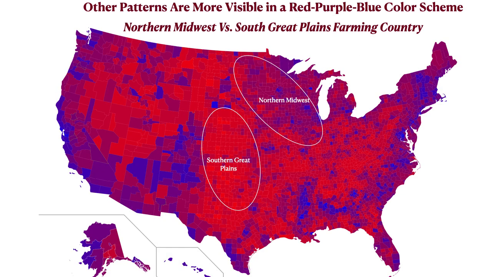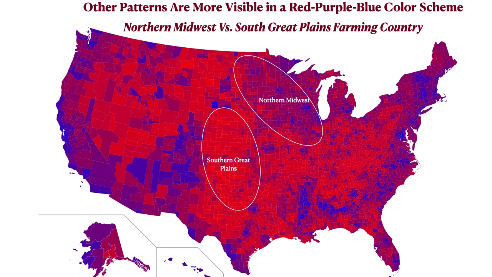Other patterns are more easily seen in a map. The county level map that shows a red, purple, blue color scheme. And so I'll focus on two areas that are quite visible. And these are both largely agricultural areas. What I'm calling the northern Midwest includes some big cities like Minneapolis, St. Paul, Chicago, even Omaha. Those are pretty dark blue on this map.